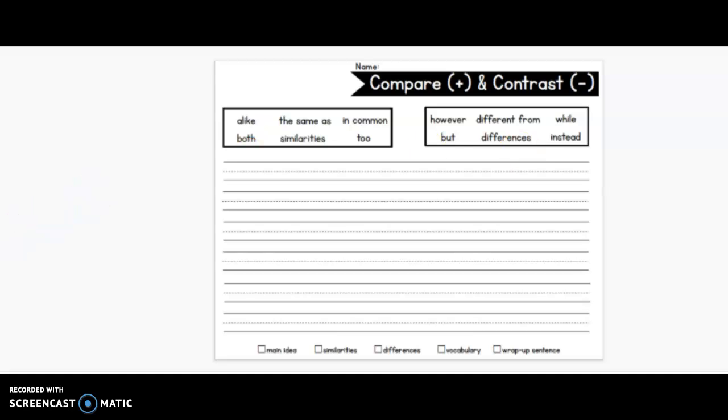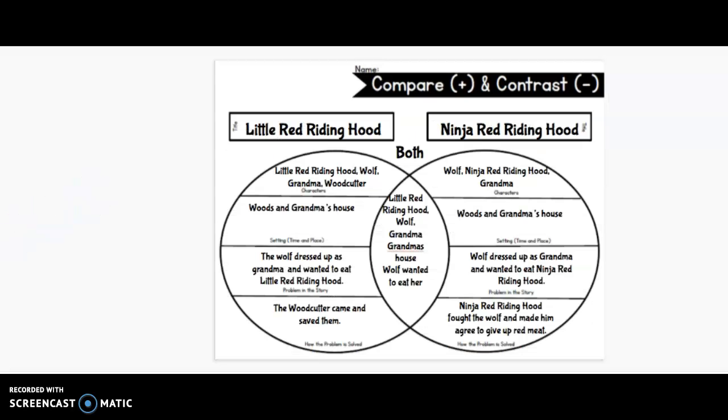So I'm going to go to my Venn diagram. You'll see that I filled out my Venn diagram about the book Little Red Riding Hood. So I have the character, setting, problem, and solution for Little Red Riding Hood. And then I did also the book Ninja Red Riding Hood. So you can see how the books are the same and how they are different.